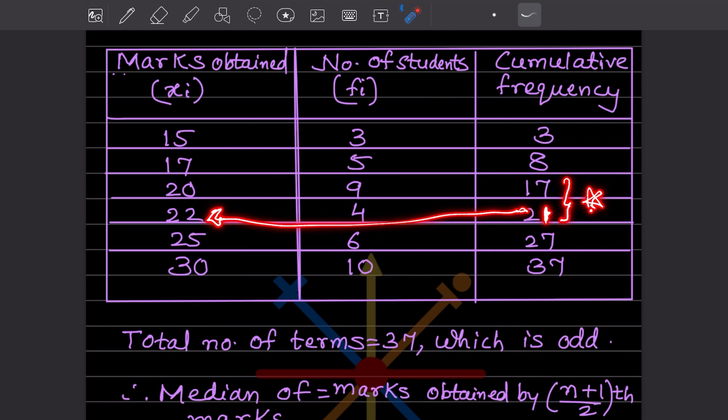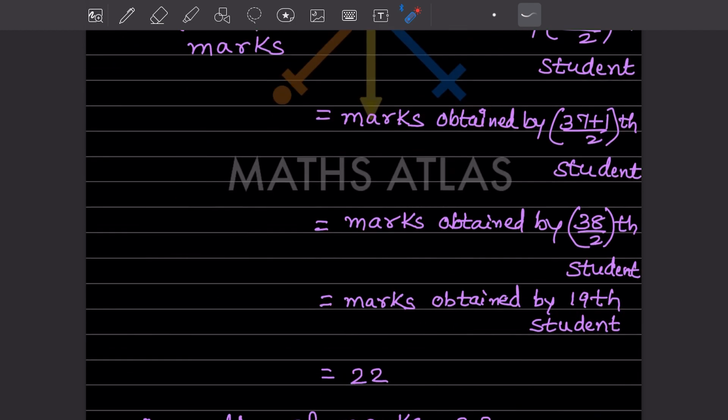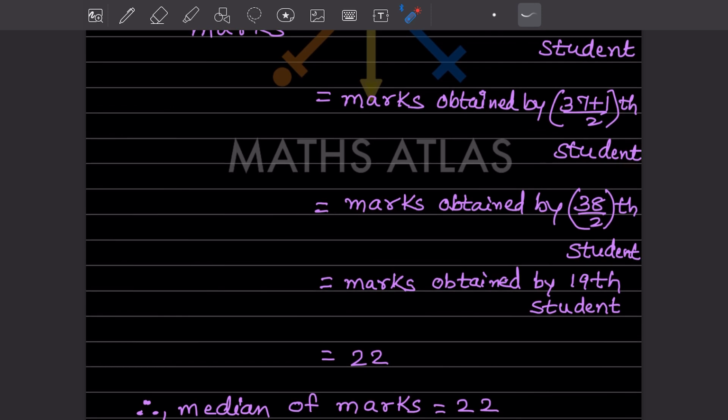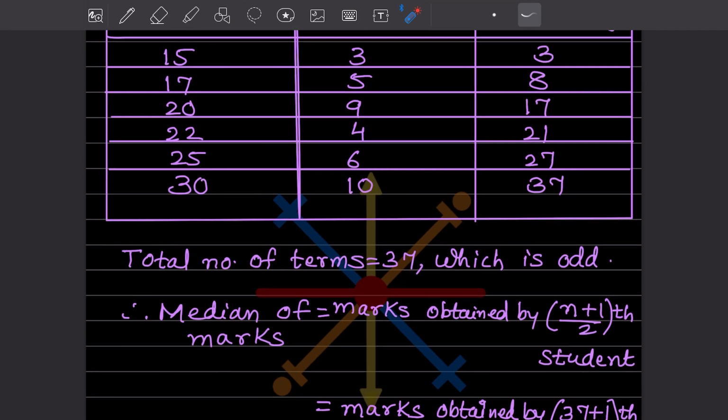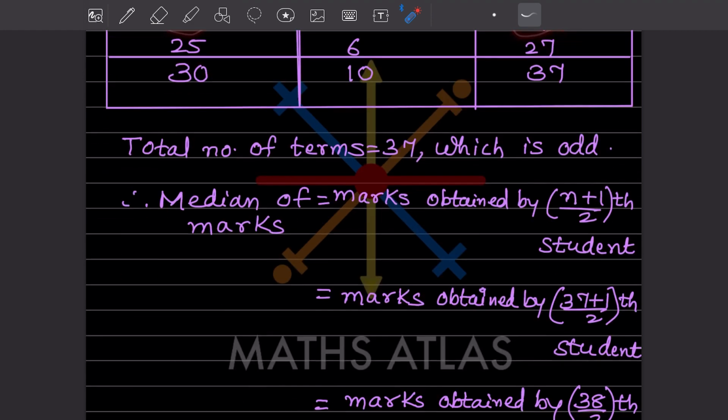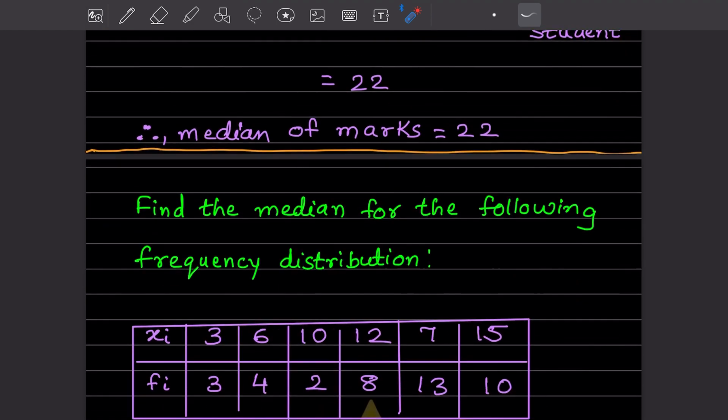Just again, I repeat, for the 19th it cannot be 17, because we have to look at the next number, that is 21, and this will be 22. So marks obtained by the 19th student is going to be 22. This is very different. So median of marks is 22. Hope that is clear. Again, I repeat, that is 19, so we have to look for this number and not 17. So you will go this way, and that is 22. Marks obtained is 22. So median of marks is 22.